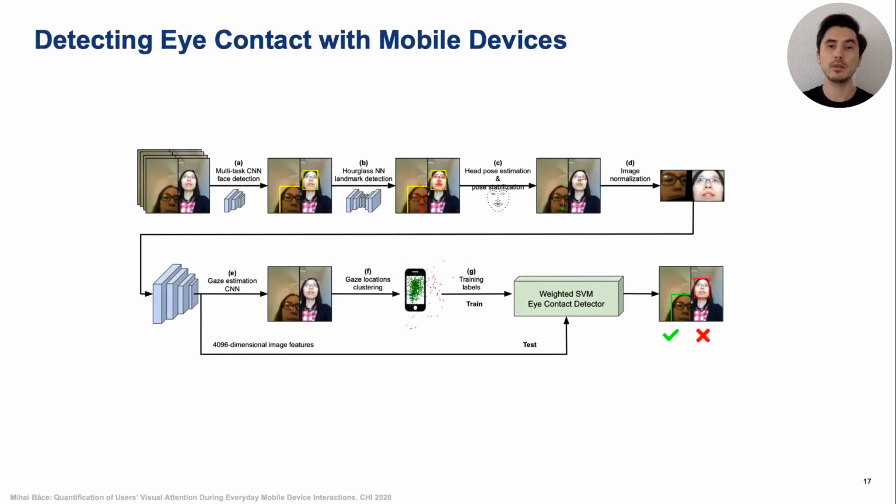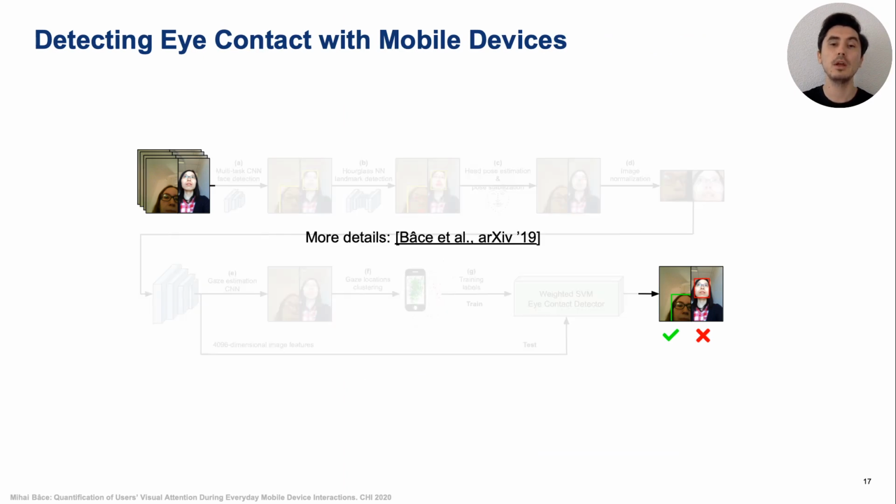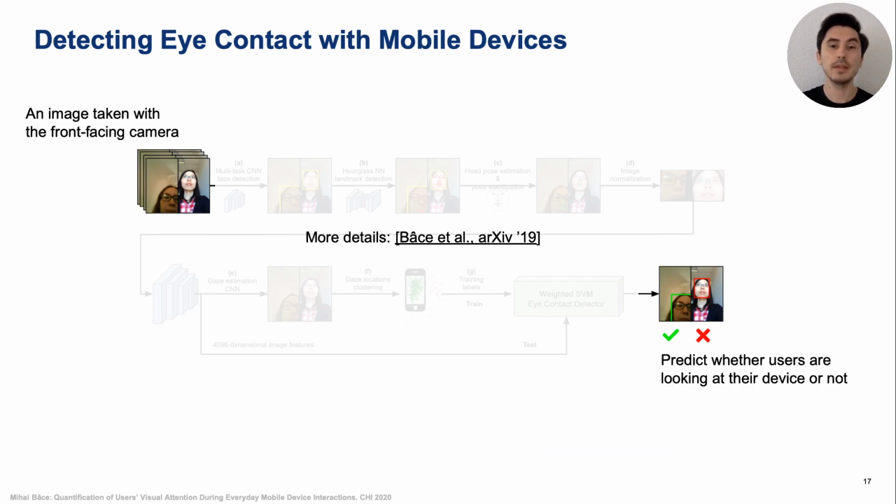One way to detect when users look at their mobile devices is through eye contact detection. We use a state-of-the-art deep learning pipeline for this task. However, details about this method are beyond the scope of this presentation. For more details, please check our paper on arXiv. In short, the method takes as input an image captured with the front-facing camera and predicts whether the user was looking at the screen or not.